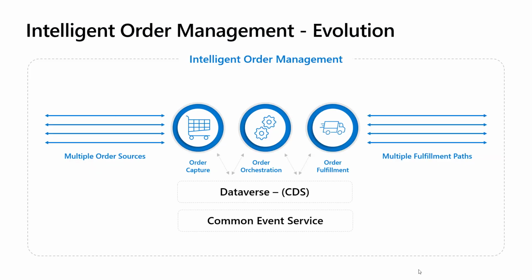So if we look at this in the concept of a flow, we can take orders from many different providers, from many different systems, bring them in, trigger the orchestration, and likewise communicate out to external systems for fulfillment and delivery. Let's have a look at this in a bit more detail.